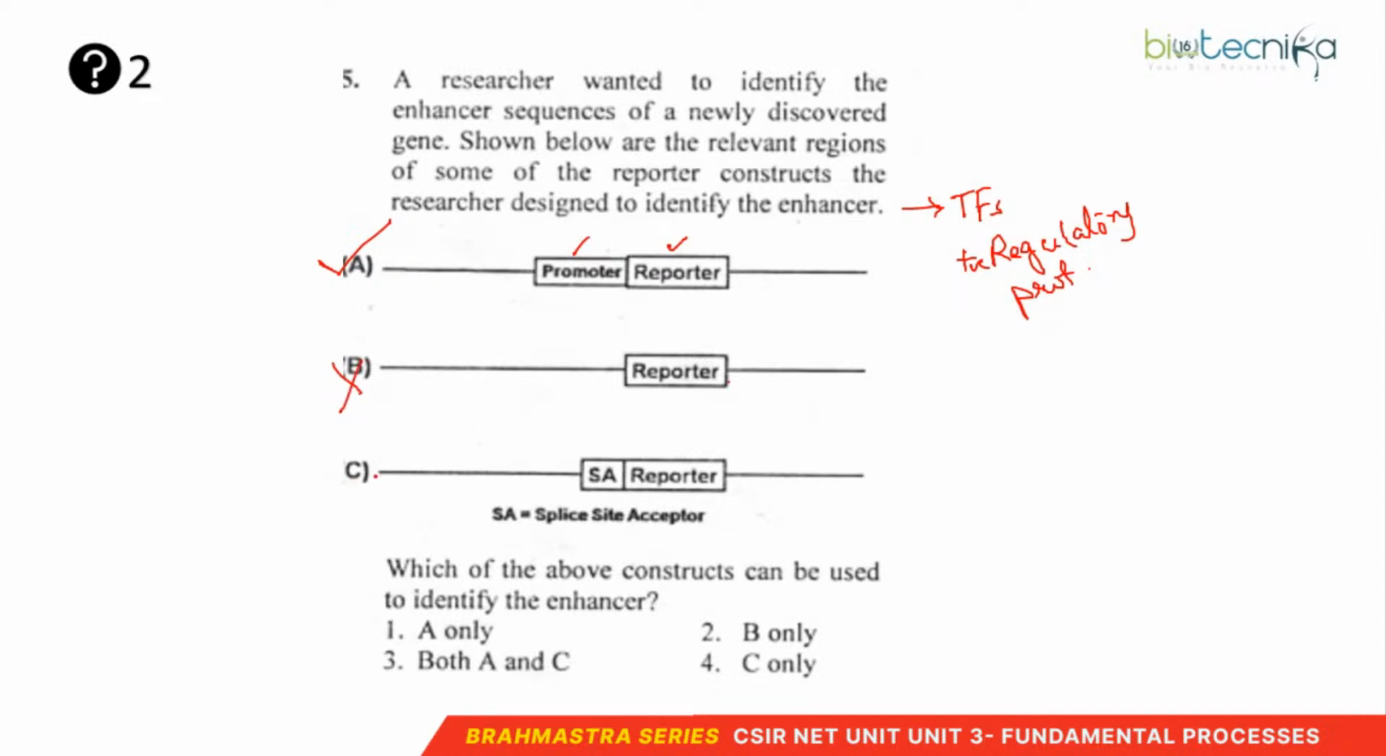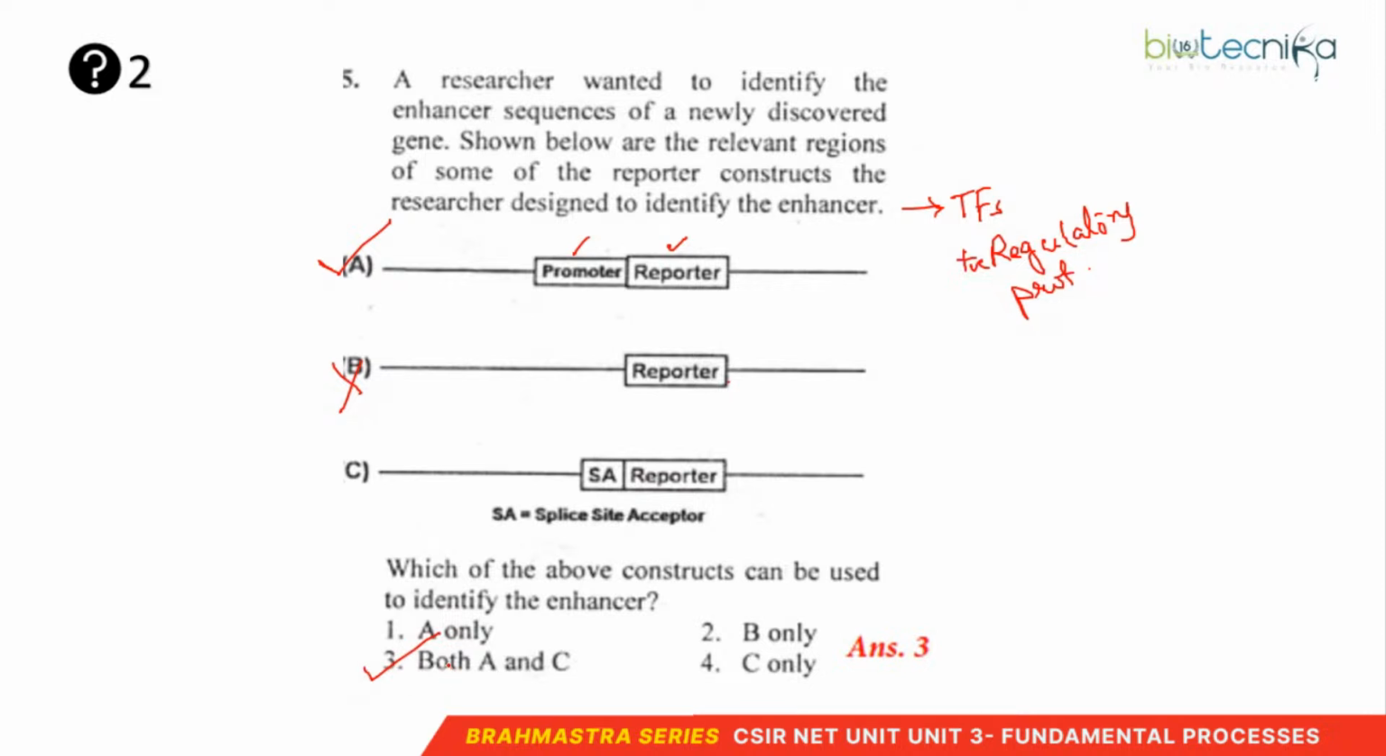What about this one? See, you have an SA and then a reporter. SA is a splice site acceptor. Now, splice site acceptor is not a place where your polymerase is going to sit, right? This is a place where your splicing will take place, and splicing will splice out the reporter gene, right? So therefore, here both option A and C are correct.